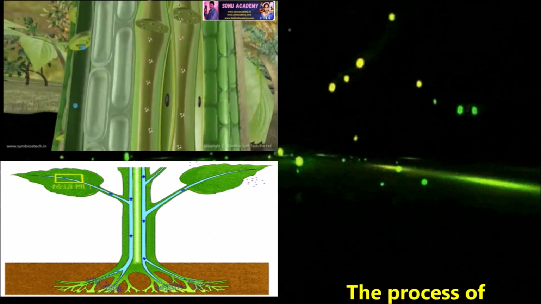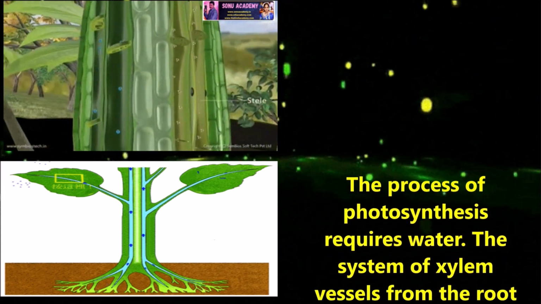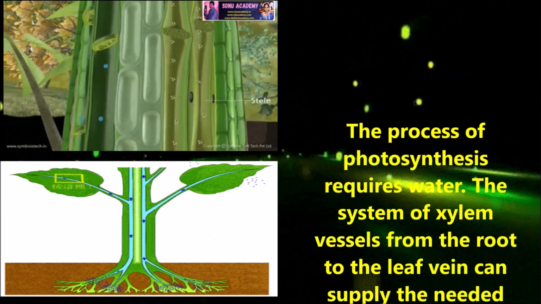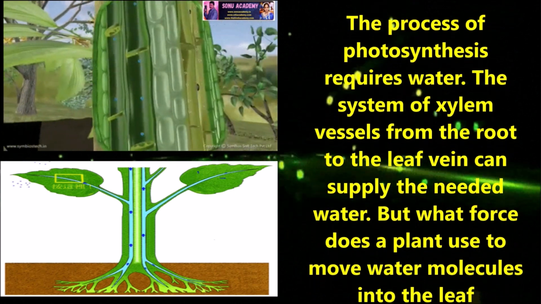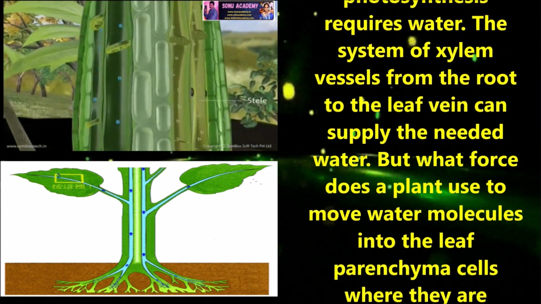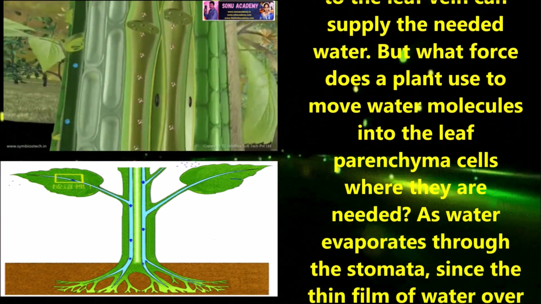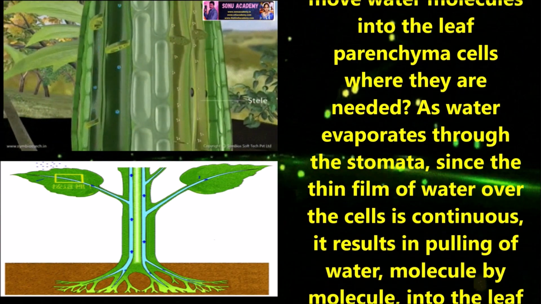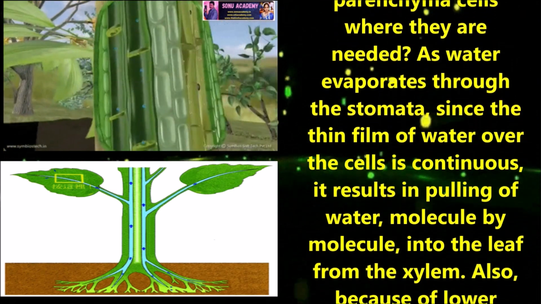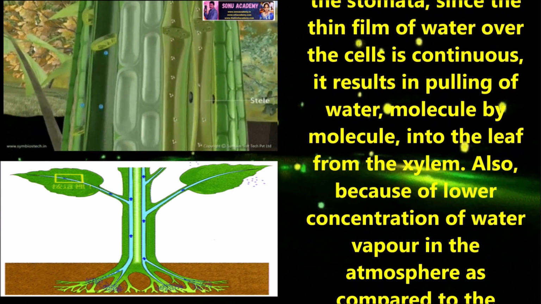The process of photosynthesis requires water. The system of xylem vessels from the root to the leaf vein can supply the needed water. But what force does a plant use to move water molecules into the leaf's parenchyma cells where they are needed? As water evaporates through the stomata, since the thin film of water over the cells is continuous, it results in pulling of water molecule by molecule into the leaf from the xylem.